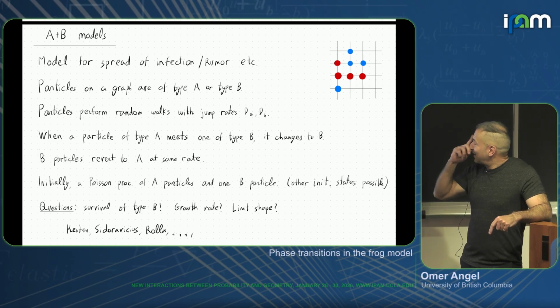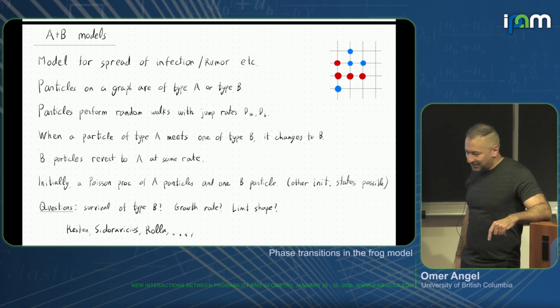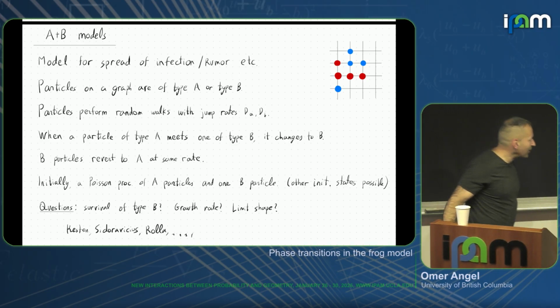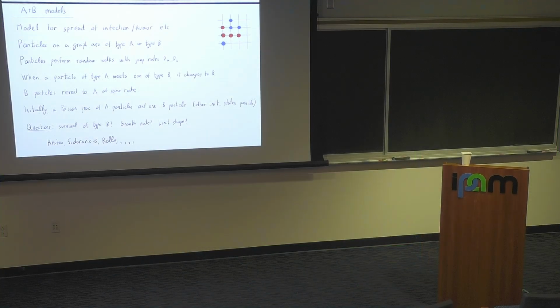The specific model: we have some graph. There's a pointer here, I think. Yeah. Is this a pointer? No, it's not a pointer. That's a pointer, maybe. Yes.